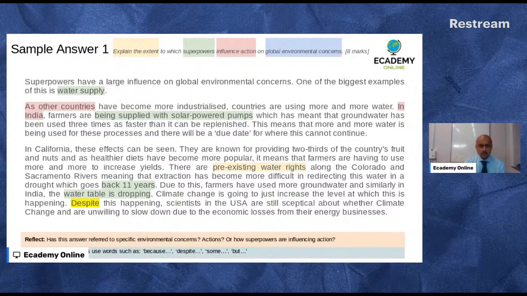Remember, you've got to try to imagine that the examiner doesn't know anything. Remember, you're not talking to your teachers when you're writing.